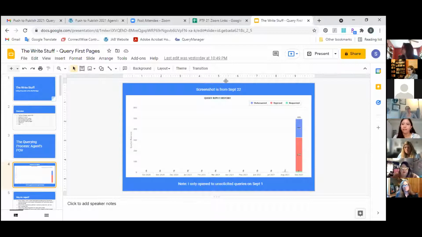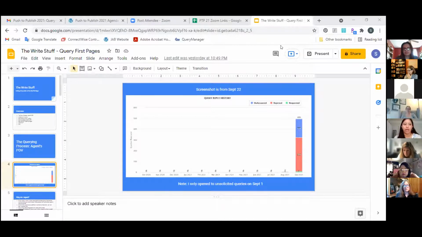As you can see, this is from September 22nd. I opened my box on September 1st. So already I had about 495 queries, actually maybe 500 if you count the one that trickled in at midnight when it was still August. The blue is the stuff I have not replied to at the moment. The red is the stuff I rejected, about 316. And 2 people in green were people whose material I actually requested.